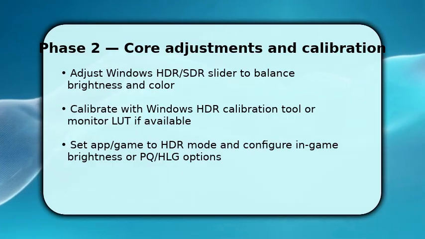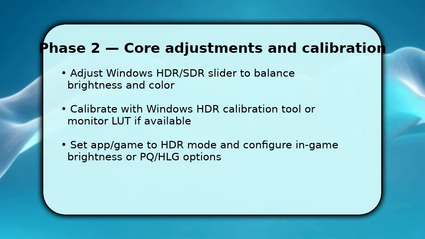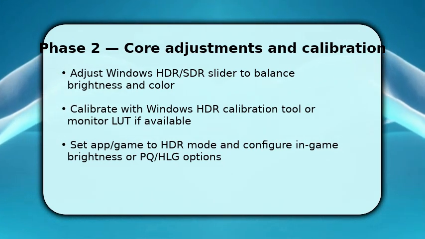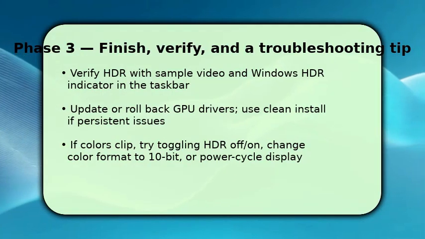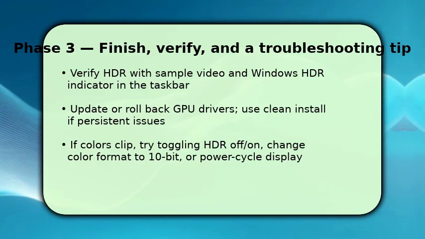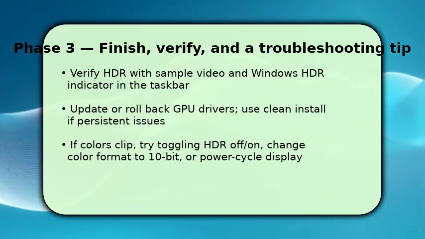Finally, test with HDR sample media and adjust in-game brightness. To finish, verify HDR is active using a known HDR file and the Windows HDR icon at the top of Settings display. If colors look wrong, update GPU drivers or roll back to a stable release. Perform a clean driver install when necessary. Make sure color format is 10-bit and output Rec. 2020/BT.2020 if your monitor supports it.